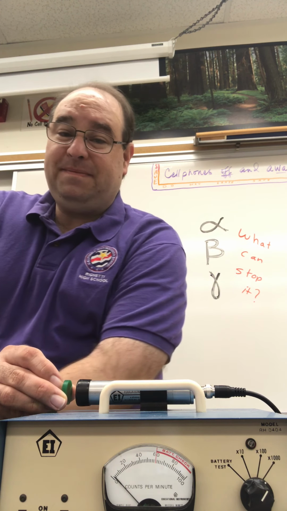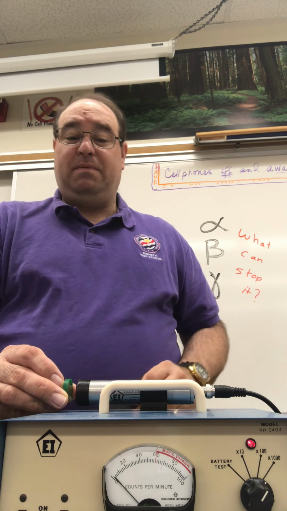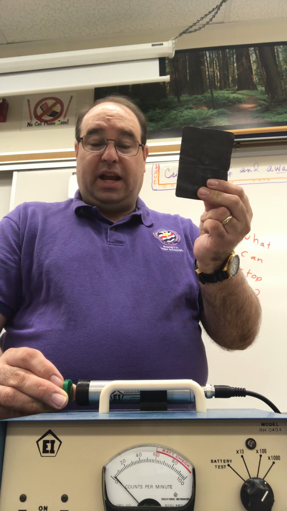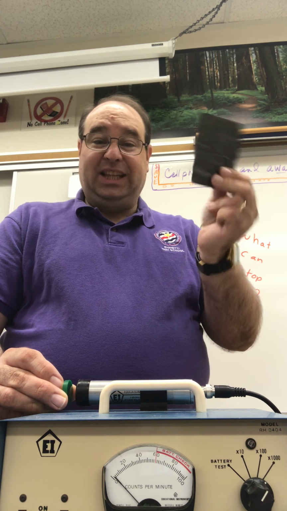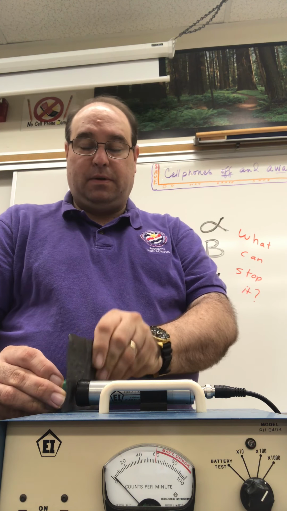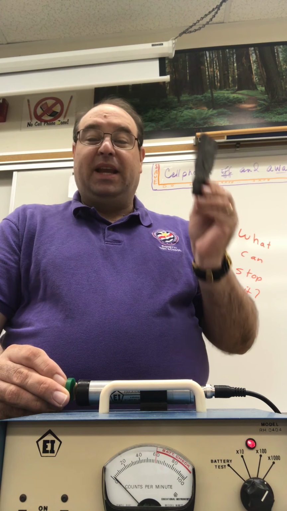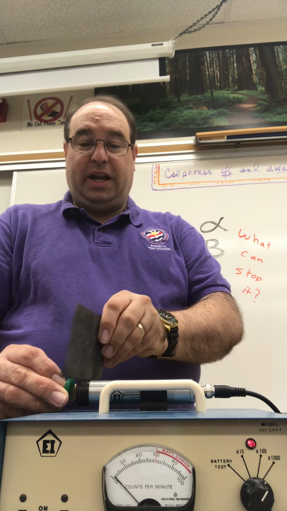How do I stop gamma? I need something a little bit stronger for that, and that's lead. That's why nuclear reactors and bomb shelters are lead lined. So watch. When we put the lead in between, it stops the sound right away. It stops the particle emission and therefore does the job.